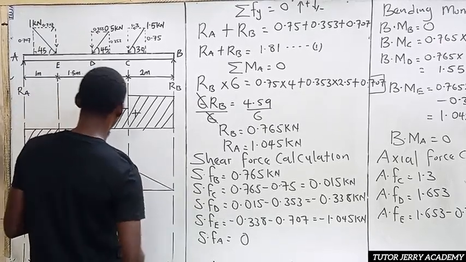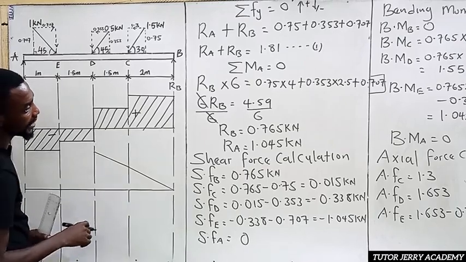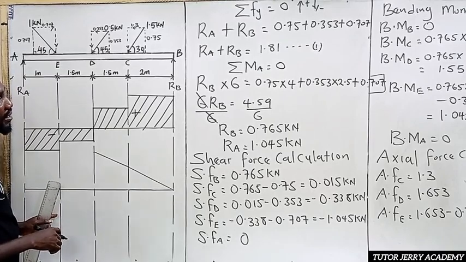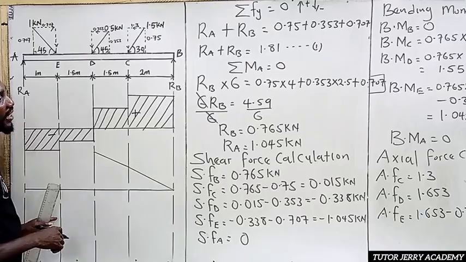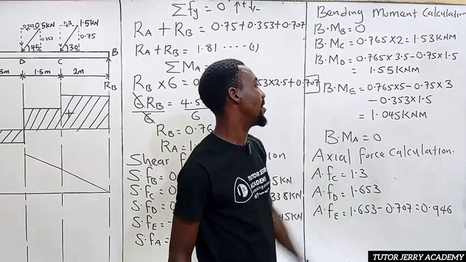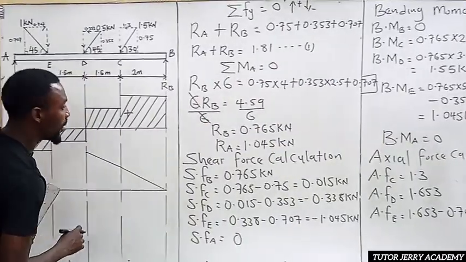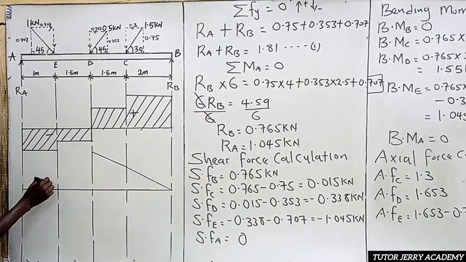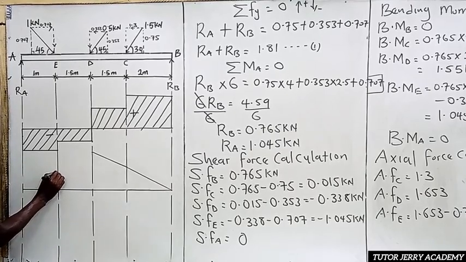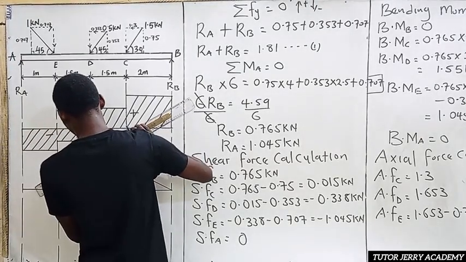All right, that's it. So now the bending moment at point E. The bending moment at point E is at what? Sorry, this is not minus, it is what? 1.045. Sorry, I was looking at this. All right, so 1.045 is coming down. So it's going to be somewhere around here. So we are going to join this point with this.